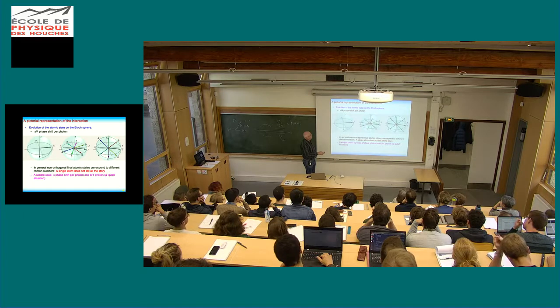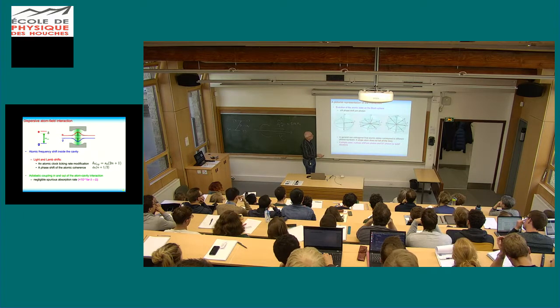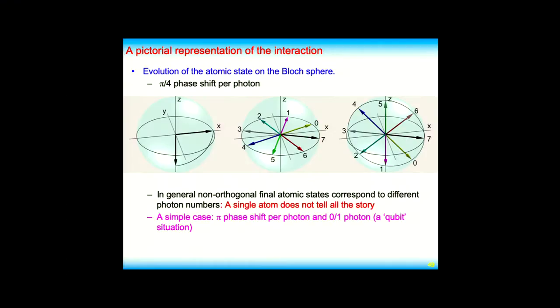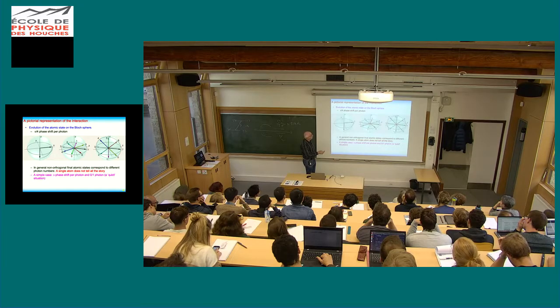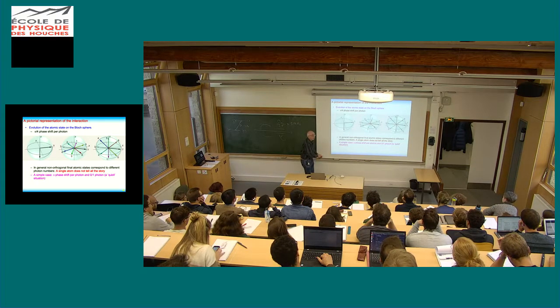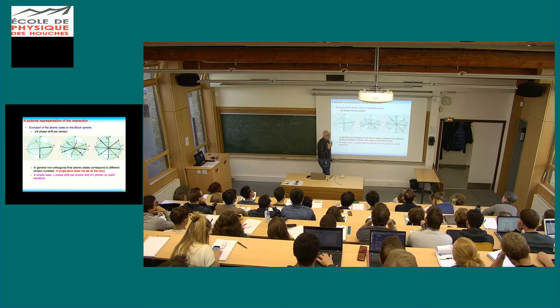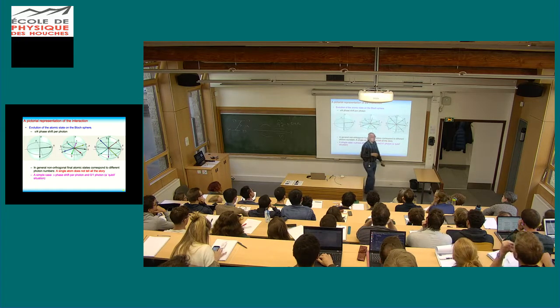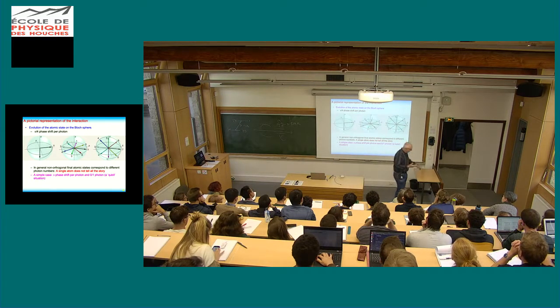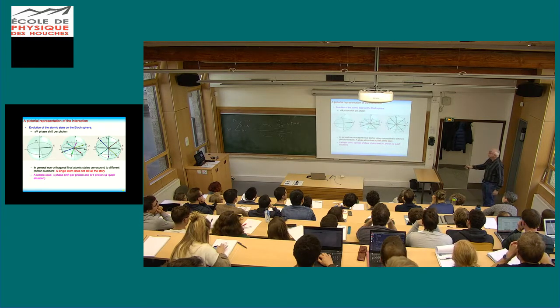If there is 0 photon in the cavity, you have a shift of pi over 8 because of this term. If there is 1 photon, you add pi over 4. 2 photons, you add pi over 4 again. 7 photons, you are there. 8 photons, you are back on the same state. Because with rotations by pi over 4, you come back to the same state after a while. So you see that you have different atomic states correlated to the photon number. If you want to make an obvious experiment, the obvious answer is that these states are not orthogonal.